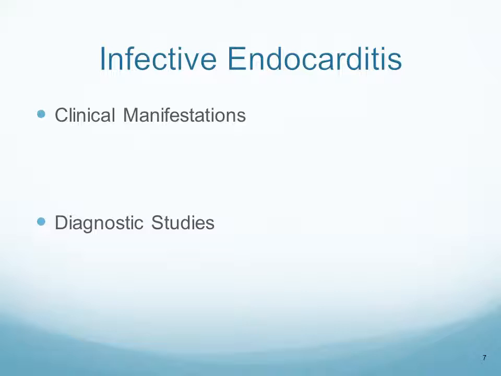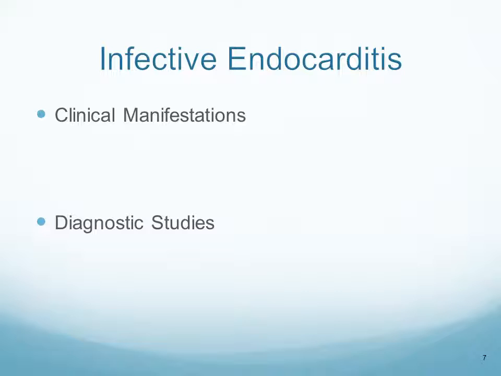Now, if the lesion is on the right side of the heart, we're going to see that manifested as a pulmonary embolism. And of course, you'll remember that a pulmonary embolism will be severe shortness of breath, pain. The person will have a sense of agitation and a sense of impending doom.